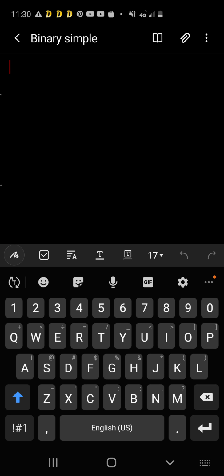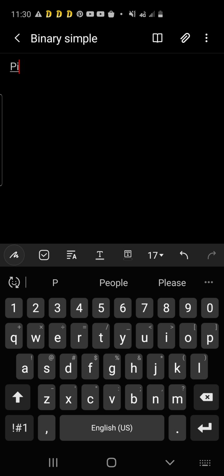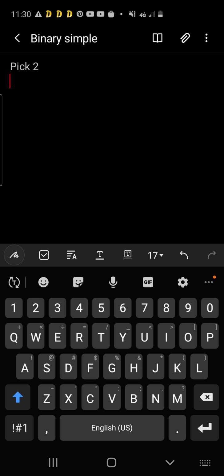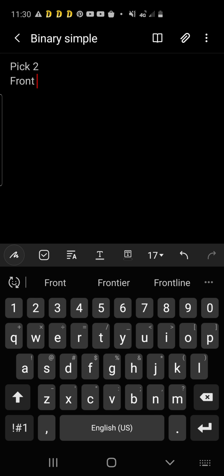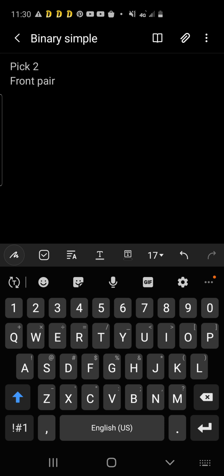All right, I'm back and I'm going to do the binary simple for the pick two. Same principle as before, but now I'm just going to go ahead and simplify it. I'm going to go through the process so you can see how I get the numbers, and we're going to do the front pair. If you didn't know about the front pair existing, there is a front pair.